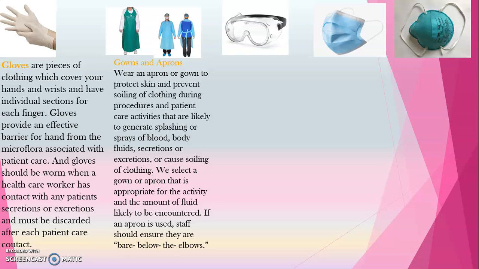Gown and apron. Wear an apron or gown to protect skin and prevent soiling of clothing during procedures and patient care activities that are likely to generate splashing or spray of blood, body fluid, secretion or excretion, or cause soiling of clothing. Select a gown or apron that is appropriate for the activity and the amount of fluid likely to be encountered. If an apron is used, staff should ensure they are bare below the elbow.